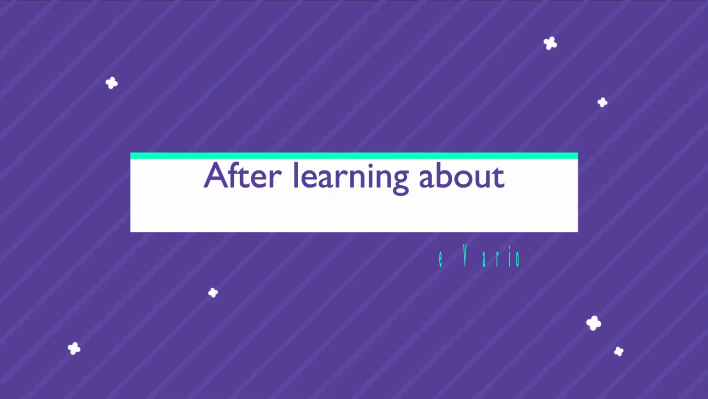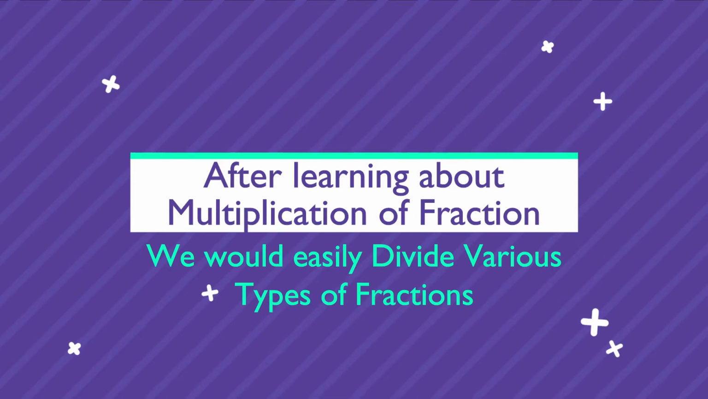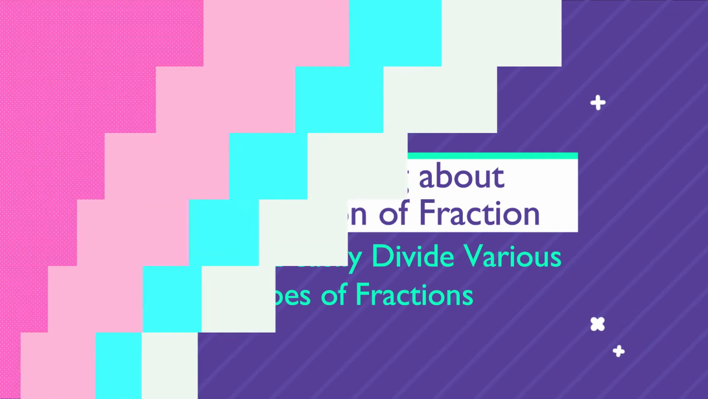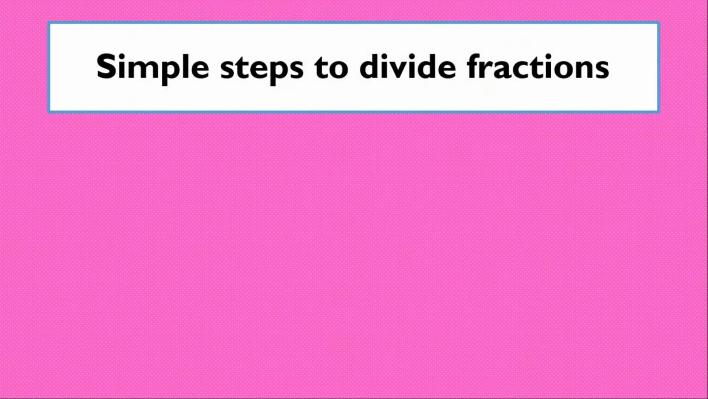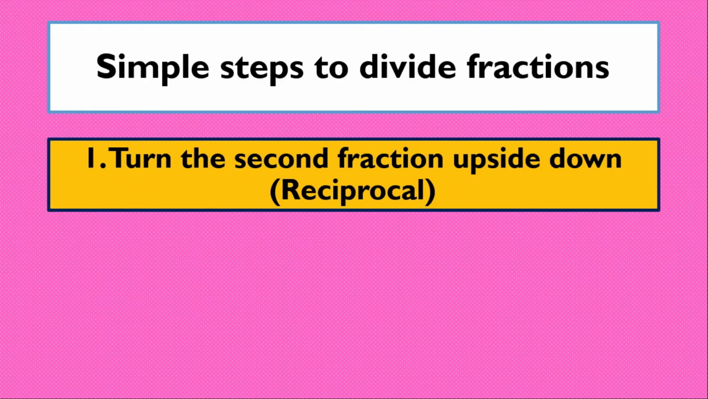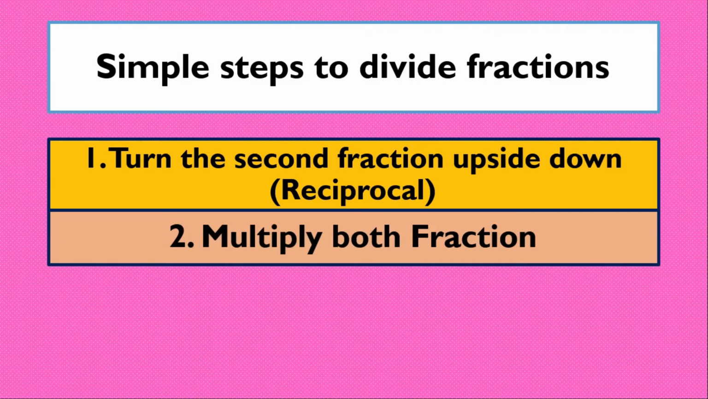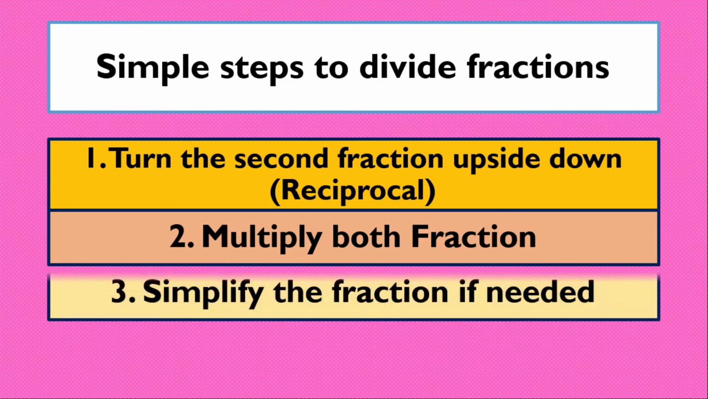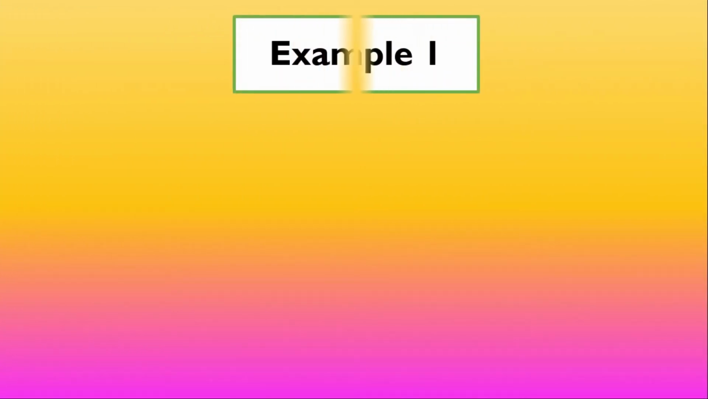After learning about multiplications of fractions, we can easily divide various types of fractions. There are simple steps to divide fractions. First, turn the second fraction upside down. We call it the reciprocal. Second, multiply both fractions. Third, don't forget to simplify the fractions if needed. Okay, take a look at some examples.